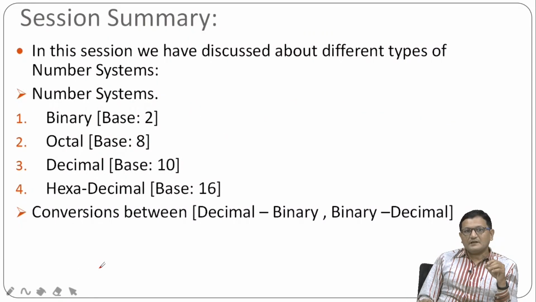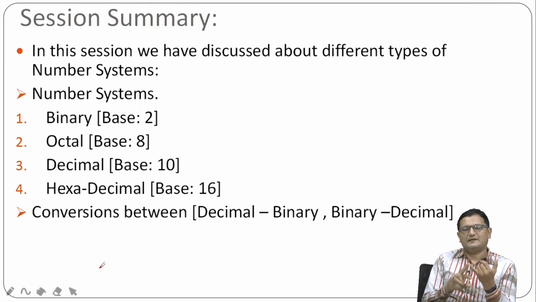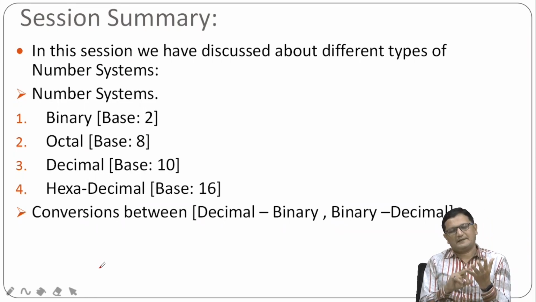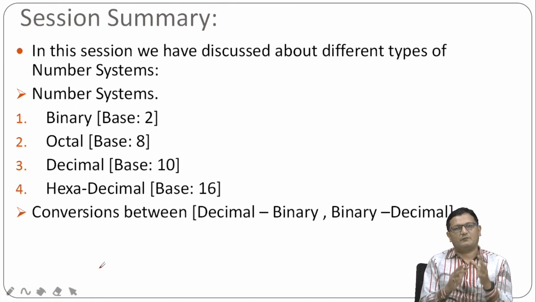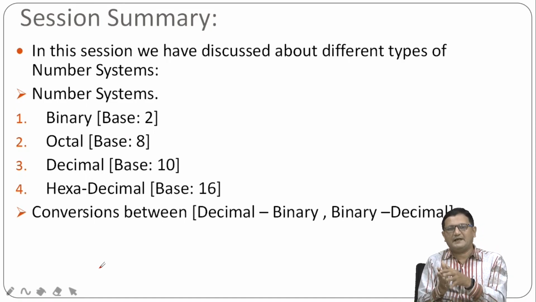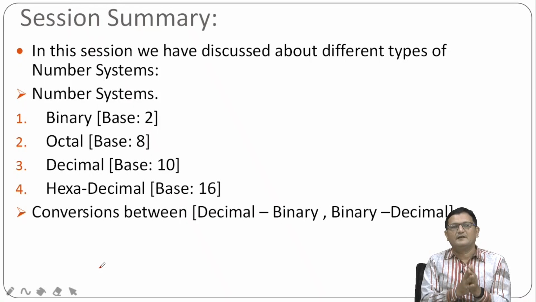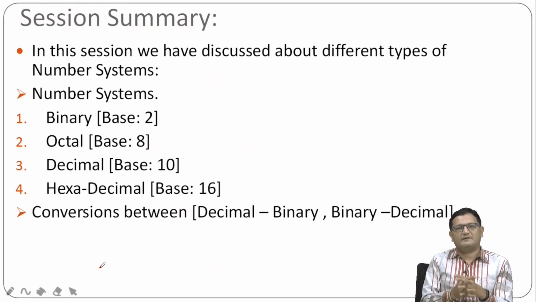So, in today's session, we have tried to focus on the different types of numbering systems, right. Mainly 4 number systems are there: the binary number system, the octal number system, the decimal number system and the hexadecimal number system. We discussed the base and what type of symbols we use in each system, fine. And we have learned how to convert a decimal number to binary as well as binary to decimal, fine. In today's session, we are keeping our discussion up to here.